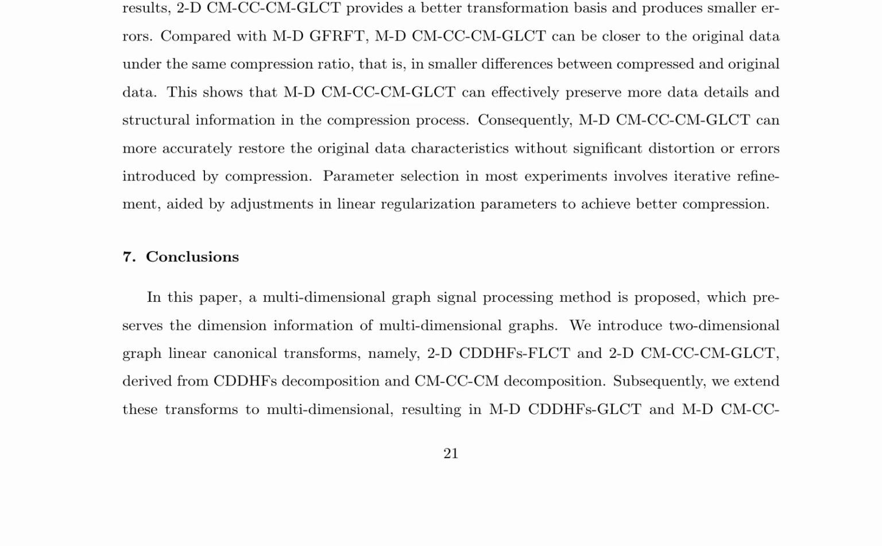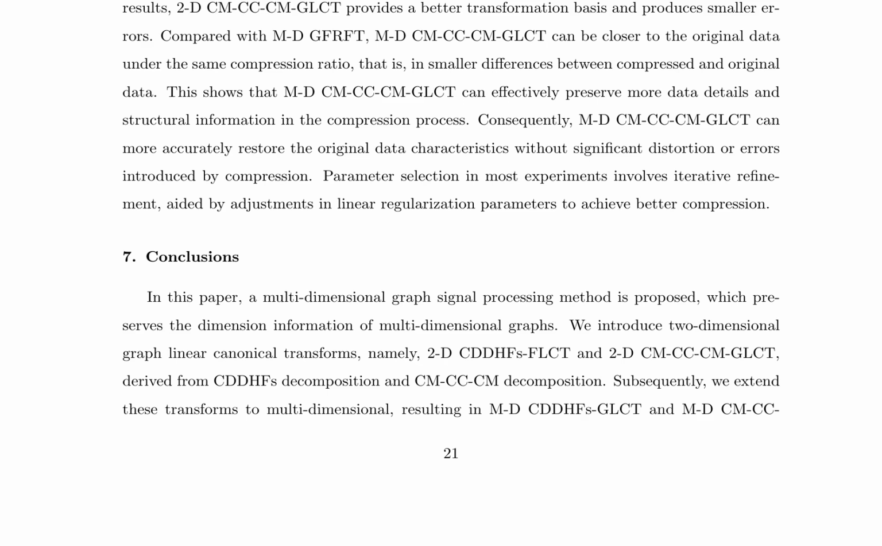This suggests that M-D CM-CC-CM-GLCT can effectively maintain the original data characteristics without significant distortion or errors introduced by compression. The parameter selection process involves iterative refinement, with adjustments in linear regularization parameters to achieve better compression.